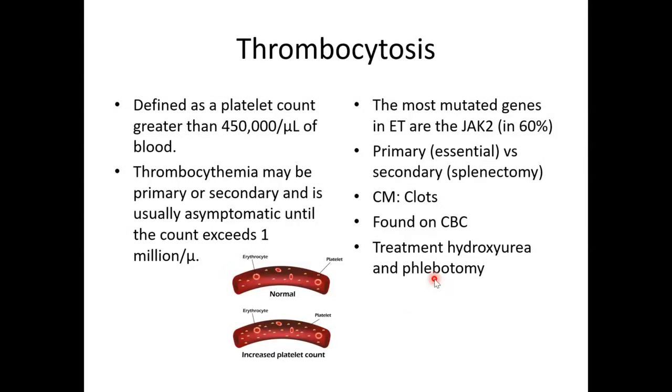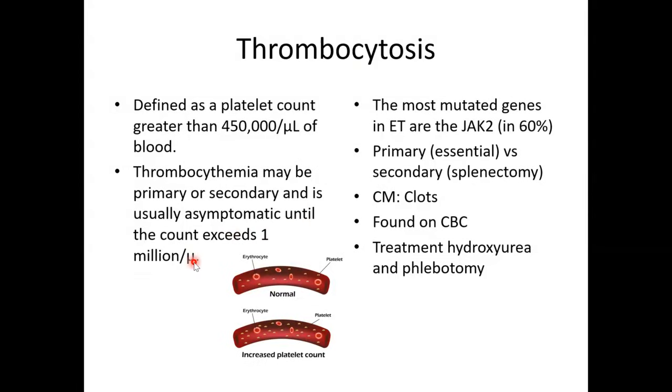Thrombocytosis. Thrombocytosis is an increase in platelet cells, defined as a platelet count greater than 450. Thrombocytosis may be primary or secondary, and is usually asymptomatic until the count exceeds 1 million.